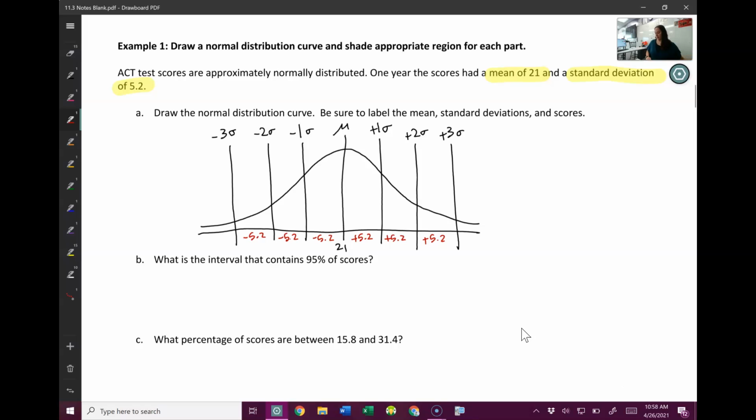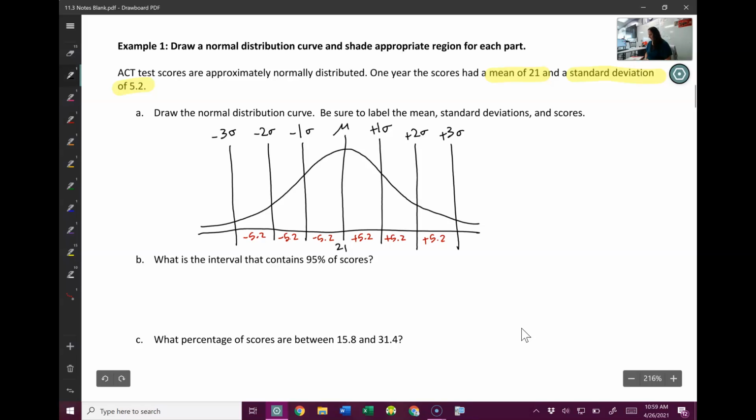And you should be able to just take those and plug it into your calculator. So 21 plus 5.2, enter, what does that equal? Plus 5.2, enter, what does that equal? And just keep adding as we go to the right, and then subtracting as we go to the left. And that should give us, here's my answer key.